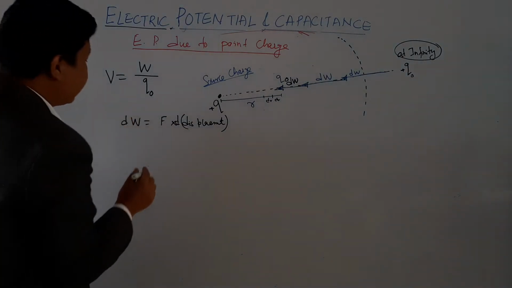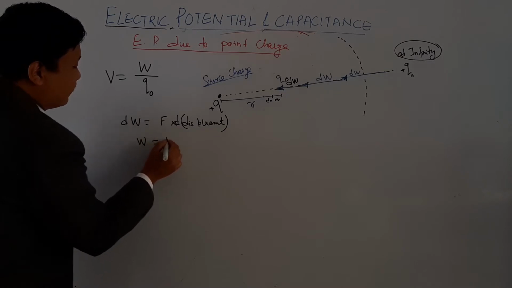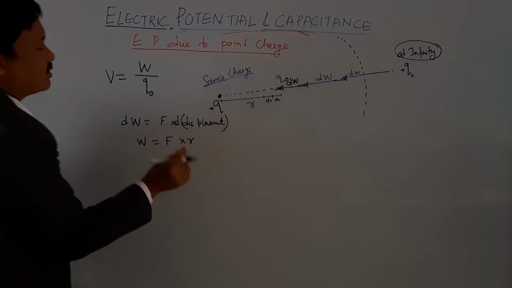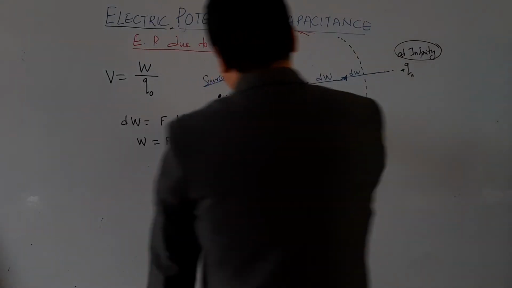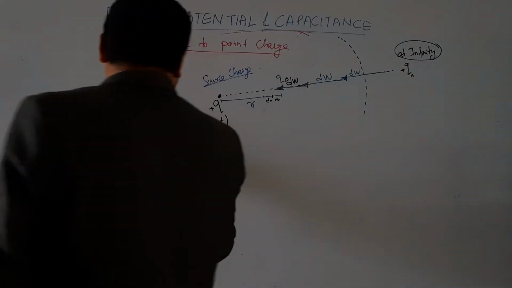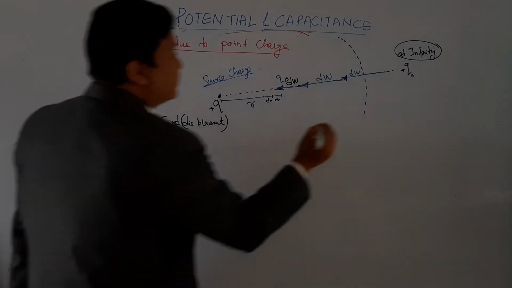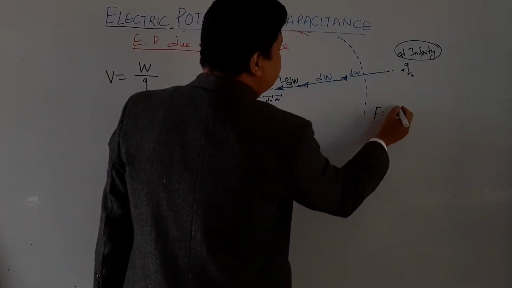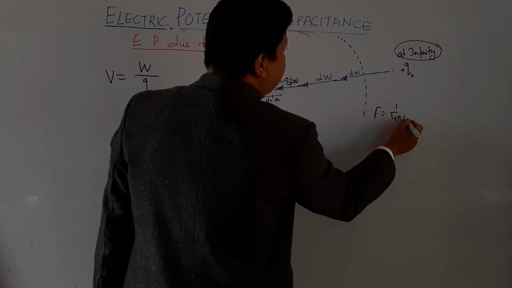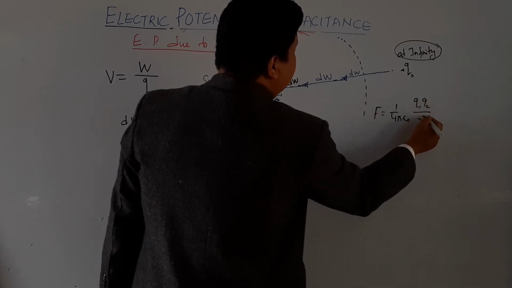So what I do here is I will just write the work is equal to force into R. I am not doing a small r. I am just directly saying it is the total distance R. So how much is the force? Coulomb's law from first chapter. Coulomb's law, we know that force is equal to 1 by 4 pi epsilon naught Q1 Q2 by R square.